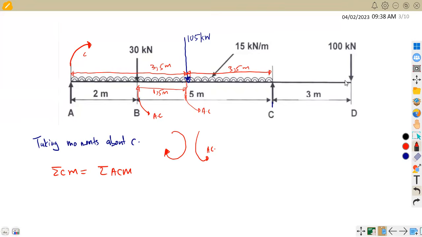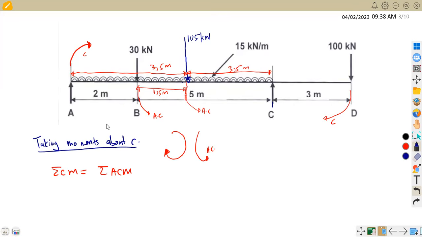Let's check what is happening with 100. 100 moving back to C is moving in the clockwise. This is the direction. So that's the clockwise. So on the clockwise, we've got two things here: in this case, the A and the 100 kilonewton at point D.